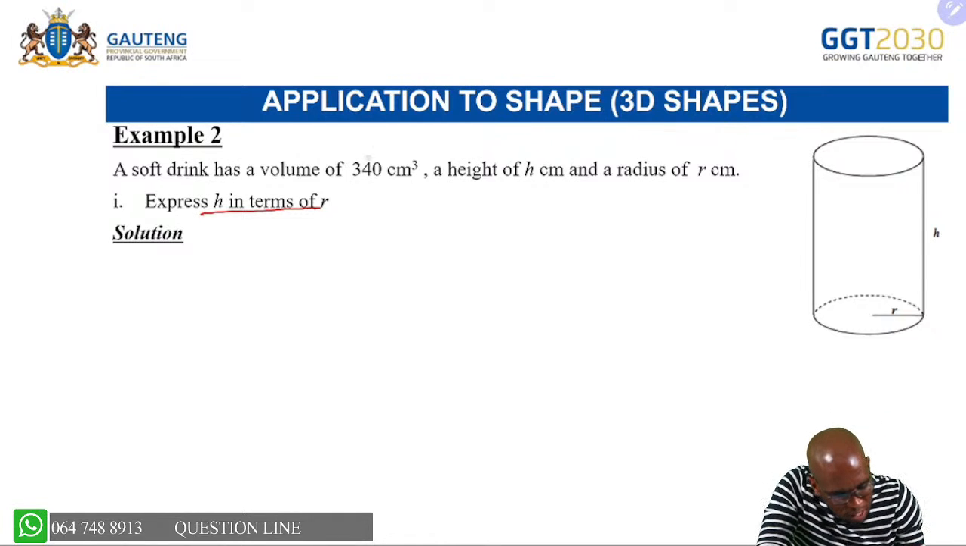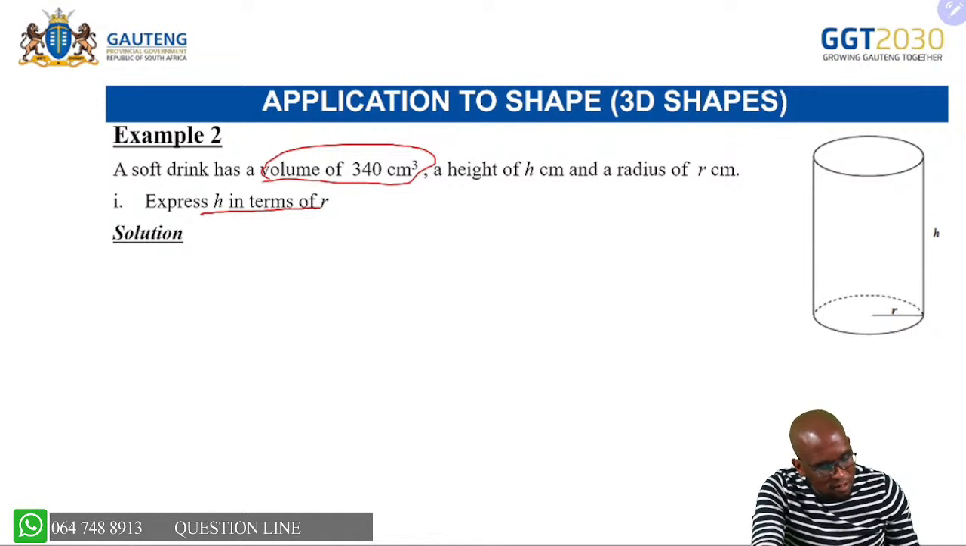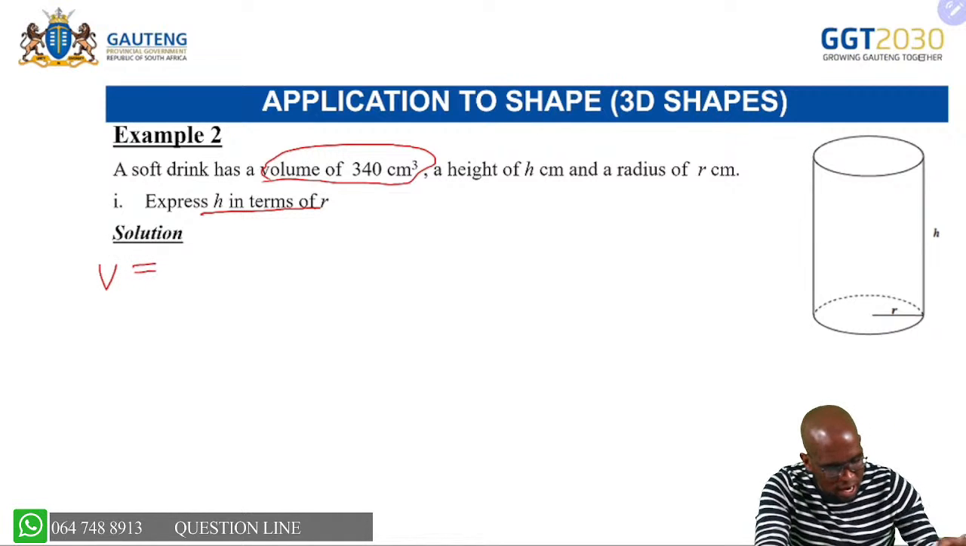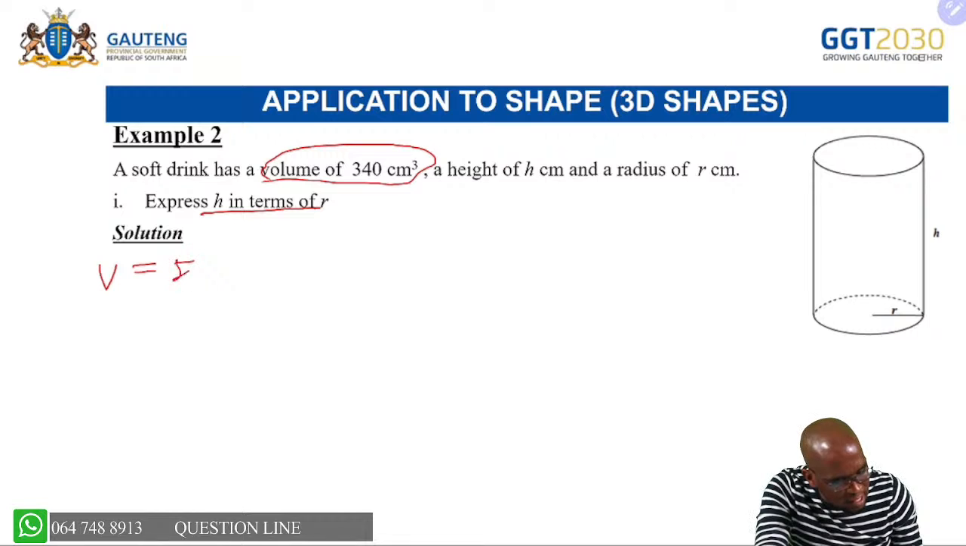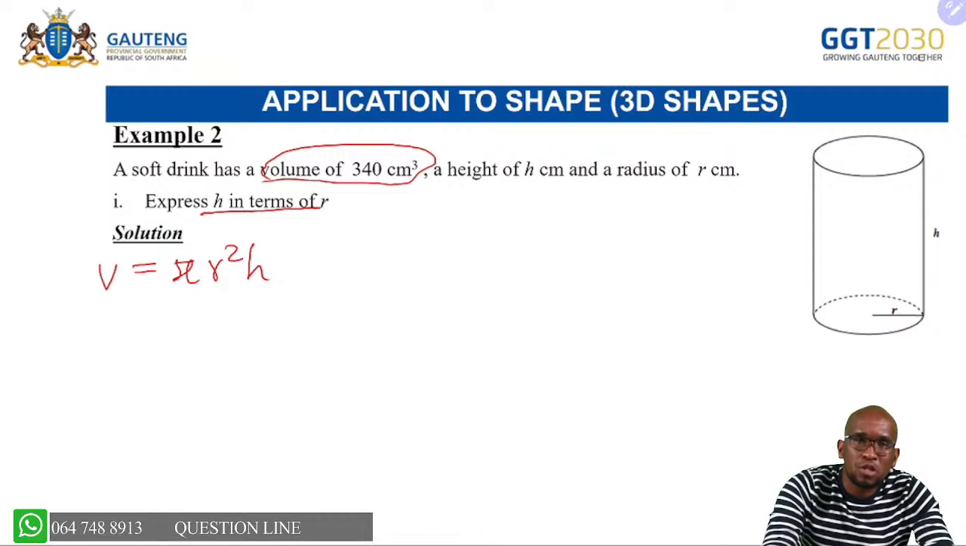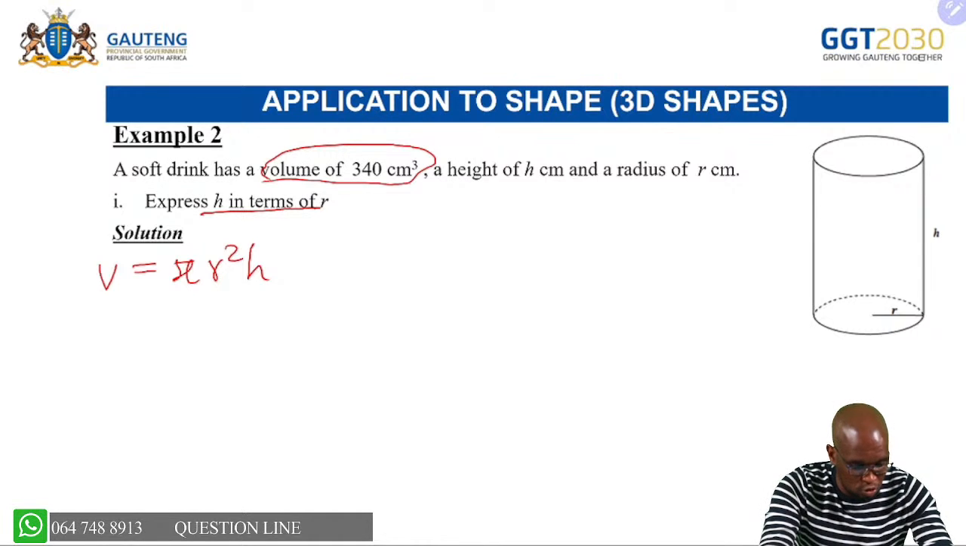Now, if you check what we are given here, we are given the volume of this cylinder. We know that the volume of a cylinder is given by the area of the base multiplied by height. The area of the base in this case is pi r squared, multiplied by height. Remember, these formulas, you should know them by heart. They won't be given to you in the formula sheet. We are talking about right prisms in this case. The formulas should be known.